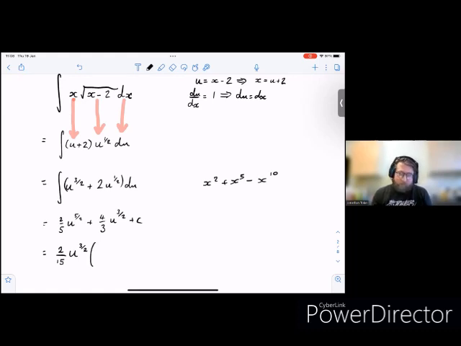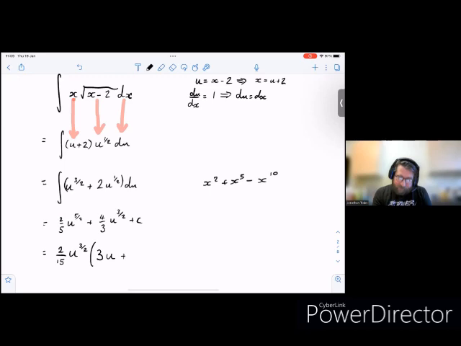Okay, so now we need to figure out what we're left with. So if we look at that first term, what do I need to multiply 2/15 by in order to get 2/5? So we need to multiply that by 3, don't we? And then u to the 3/2 times u to the 1 is u to the 5/2.